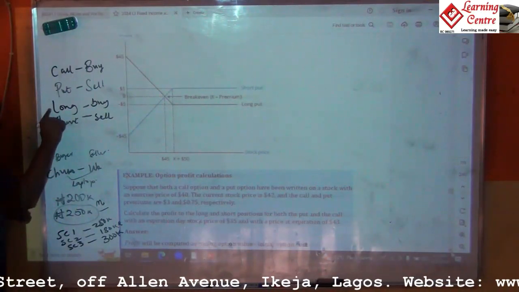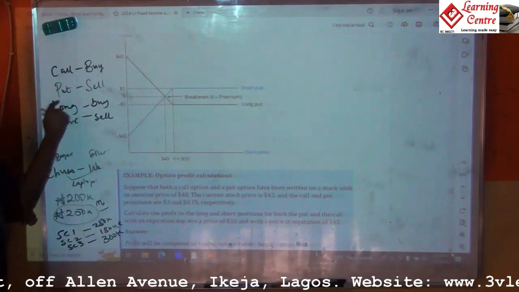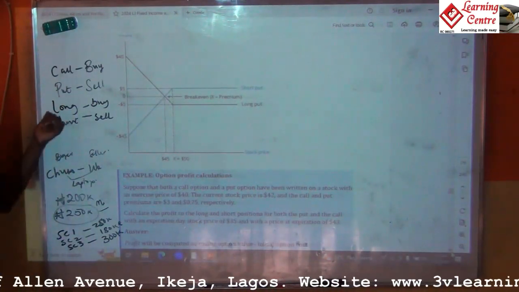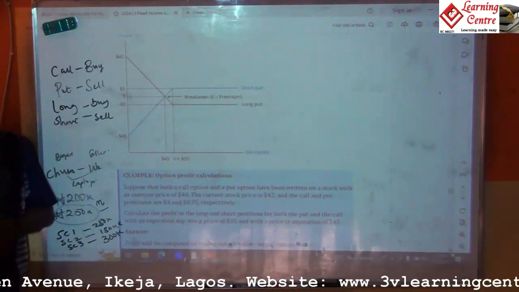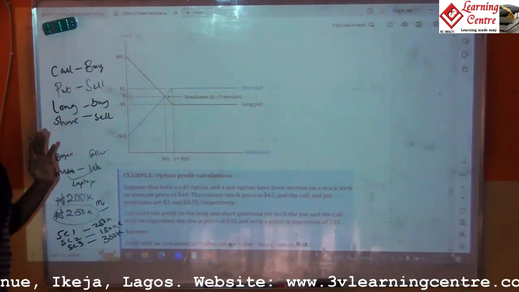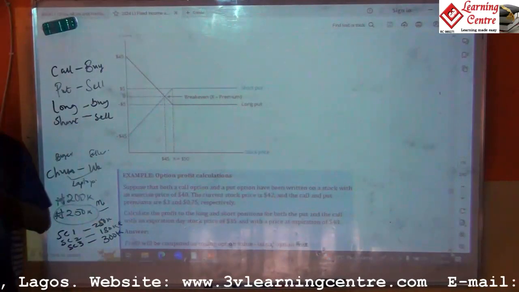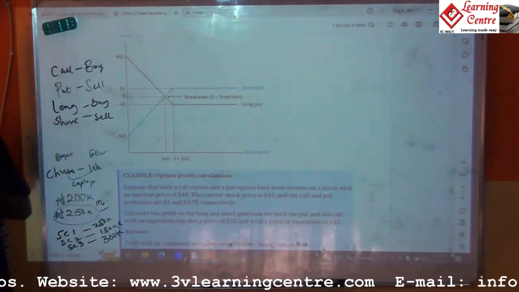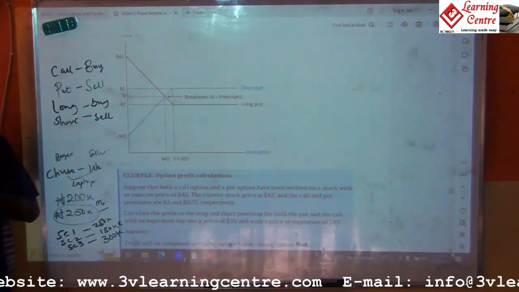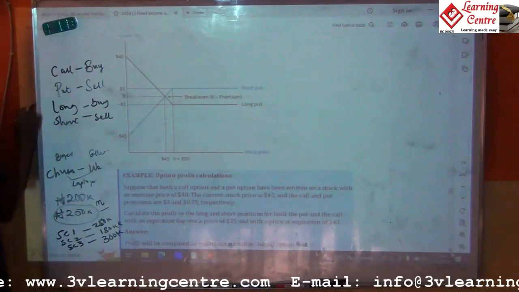So let's now look at what is a long put. A put option is an option to sell. A long put is an option to buy an option to sell. Do you understand? So I'm a seller. I want to sell something, but I need an option to be able to sell that. So that's what you call long puts.